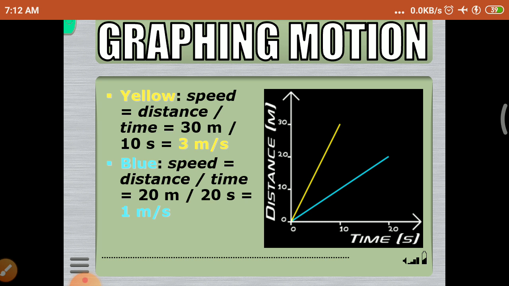So the yellow line represents that the speed of the object is more, that means high. In the blue line, the speed of the object is slow compared to the yellow line. So when we have two lines in this graph, the upper line represents the higher speed of an object, and the lower line represents the slower speed of the object.